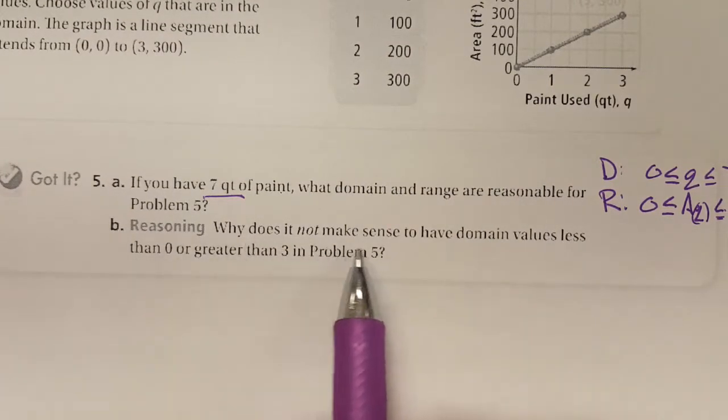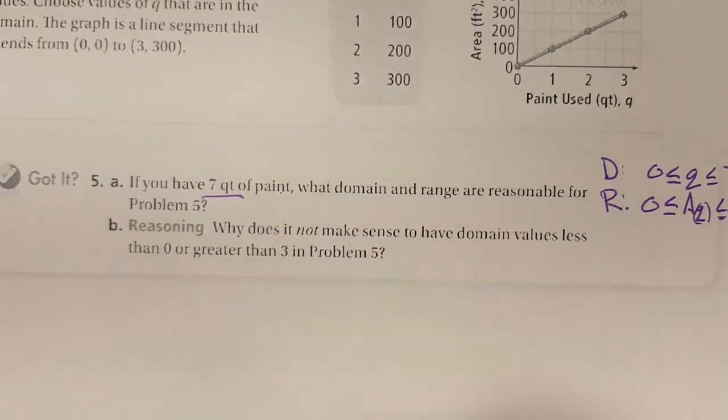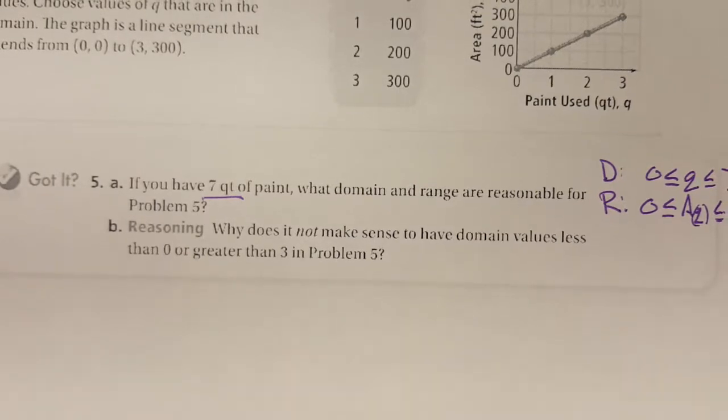Okay, I kind of answered this one already. 5B, why does it not make sense to have domain values less than 0? You can't have negative paint. That makes no sense. And then greater than 3, because you only have 3. You can't paint more than what you have. Okay, you only have 3 quarts of paint. How could you use 5? That makes no sense unless you watered it down or did something really tricky, but then your quality of paint would go down big time.